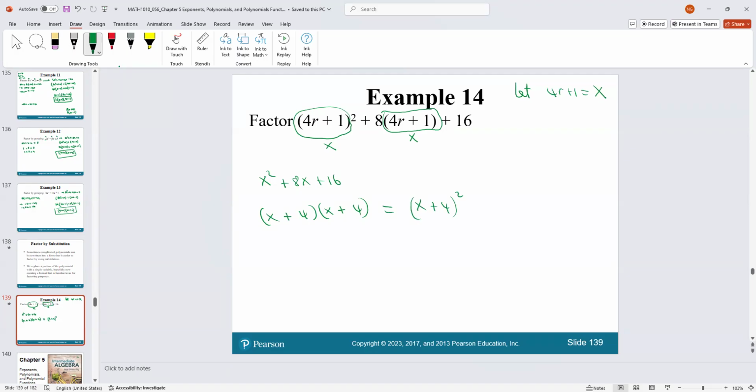Now, what happened? We didn't have x. What does x represent? Yes, remember x is 4r plus 1. All you need to do is substitute. You're going to have 4r plus 1 plus 4 power 2. So it gives you 4r plus 5 power 2 as the final answer.